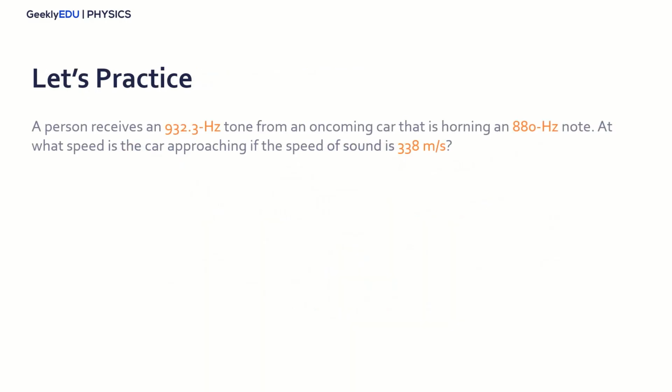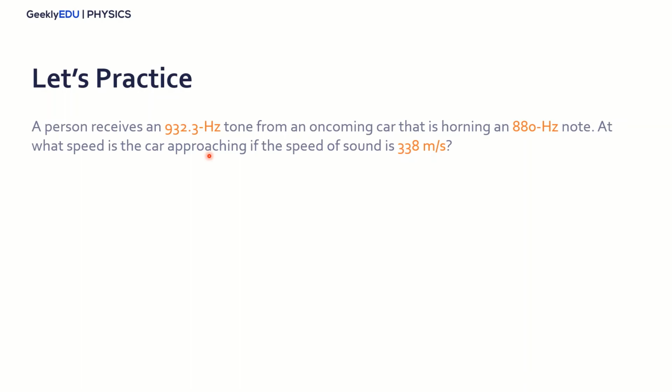Alright, so let's go on and try to solve this Doppler effect related problem right here. And you'll see that it's pretty easy. We have a person that's receiving a 932.3 Hz tone from an oncoming car that's honking an 880 Hz note. Okay, so we want to know at what speed the car is approaching if the speed of sound is 338 meters per second.